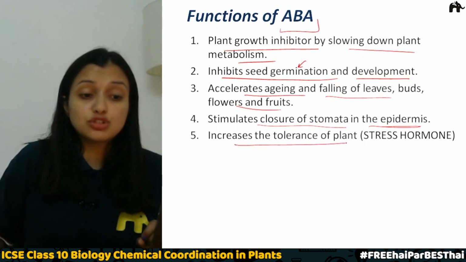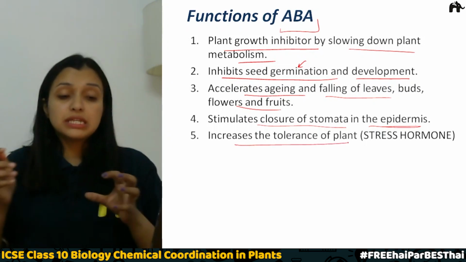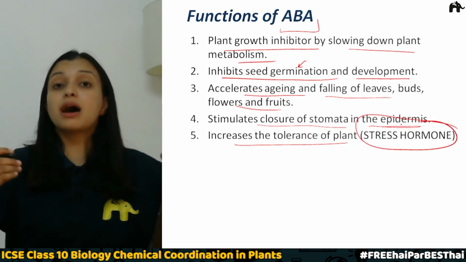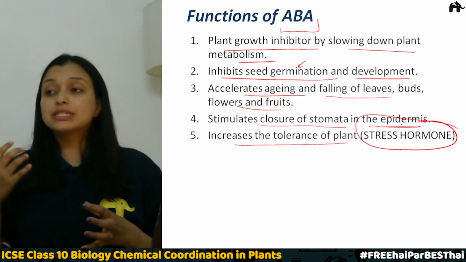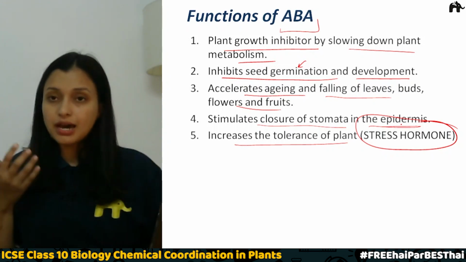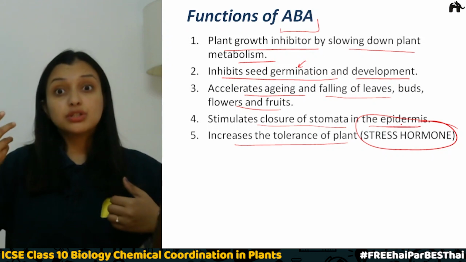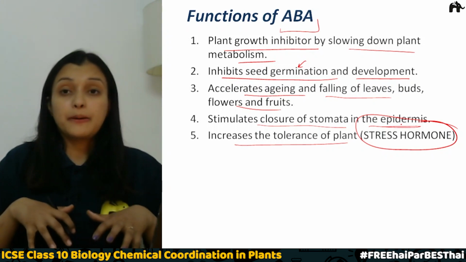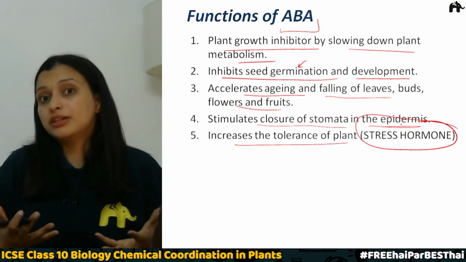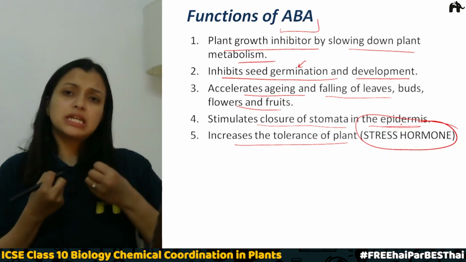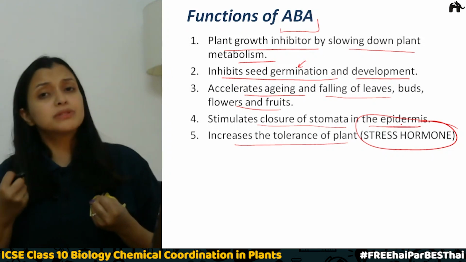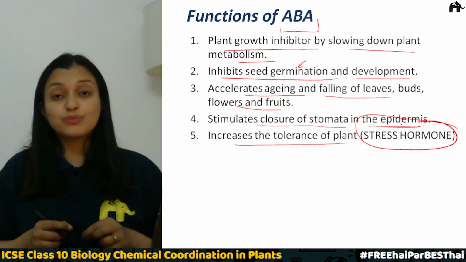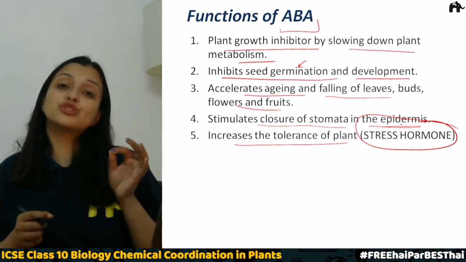Then it increases the tolerance of the plant. It is basically a stress hormone. This particular hormone helps the plant to deal with the stressful conditions around, like dryness conditions, conditions when the plant cannot perform more functions. So it basically stops the metabolism, it stops the seed germination, it closes the stomata. So which hormone is the stress hormone? ABA, Abscisic acid, is the stress hormone.